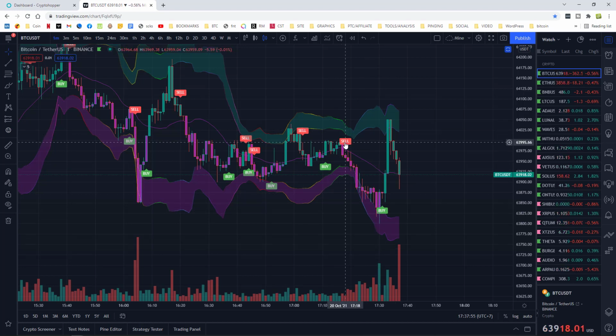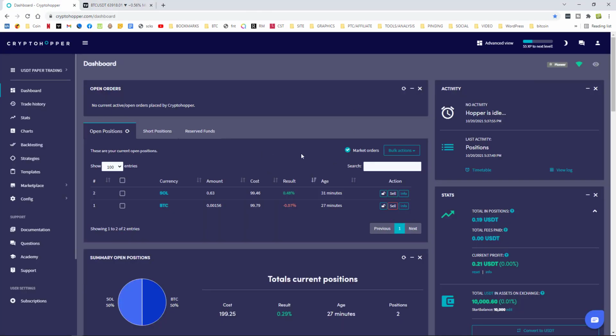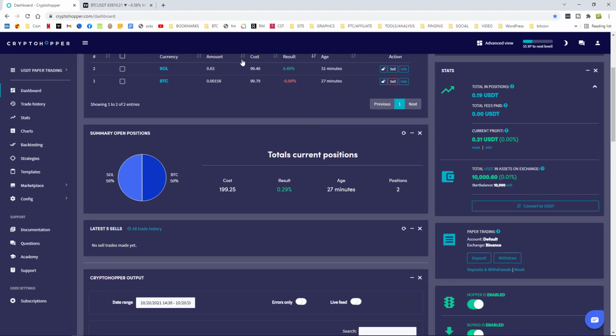We're not going to set up the sells because we're going to let Cryptohopper decide when to sell, using the trailing stop loss. So in the last video I made mistakes as in which option to choose, and the bot just went crazy buying. Now this is my paper trading bot, so it doesn't really matter what I do on here.